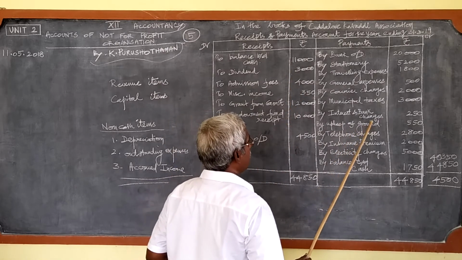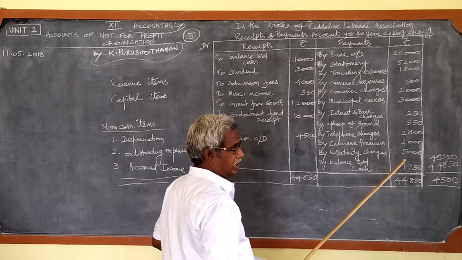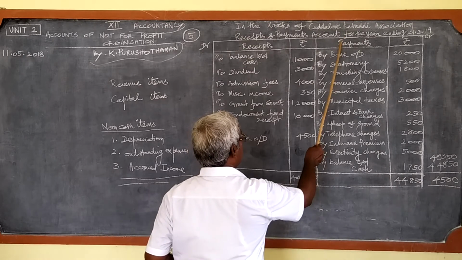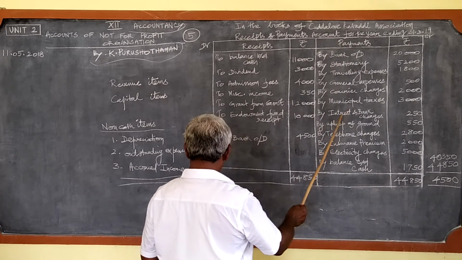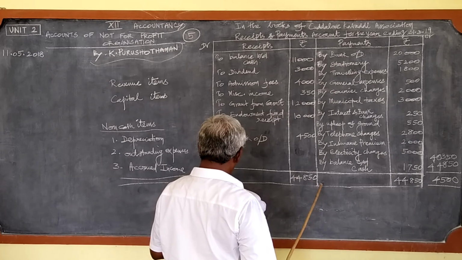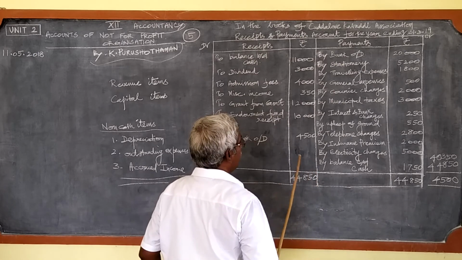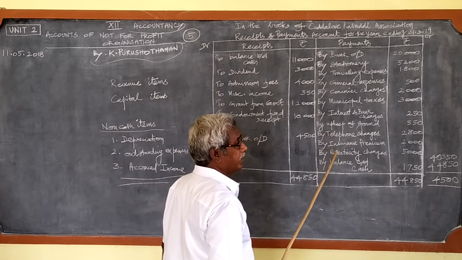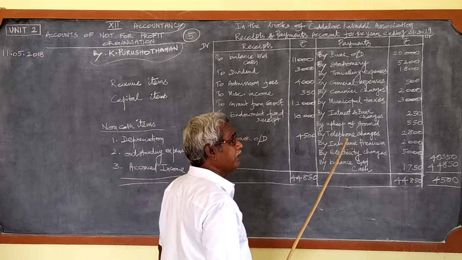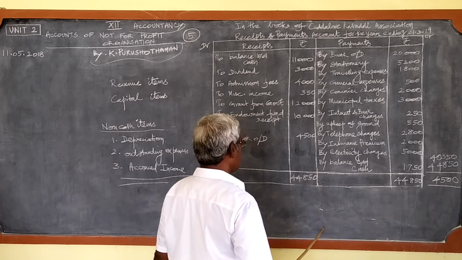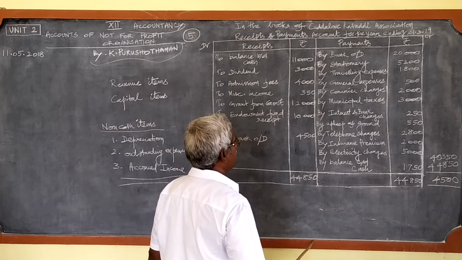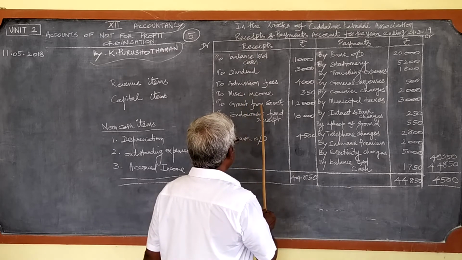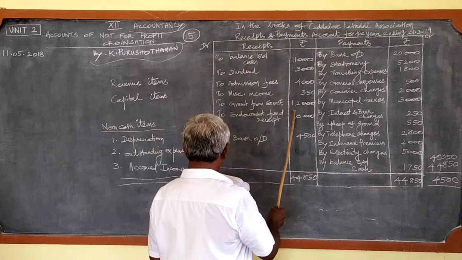Upkeep of ground means maintenance of ground. For that the money should be spent, therefore it is a payment. Then next one, grant from government. For these types of associations and clubs, the government helps in running them by giving a small amount as financial assistance. Therefore, it is a receipt for the club. So, grant from government is a receipt.